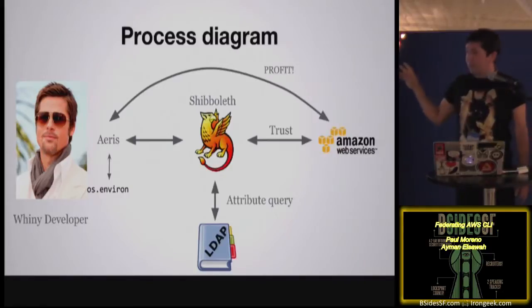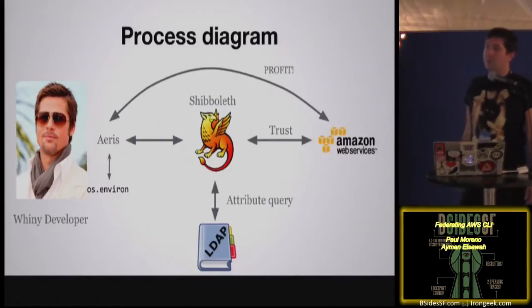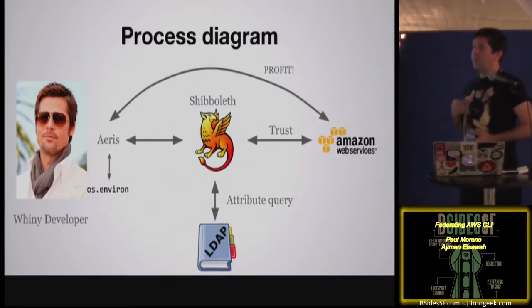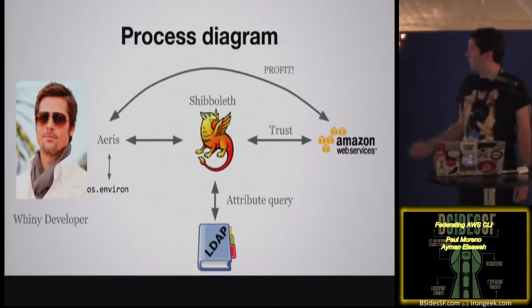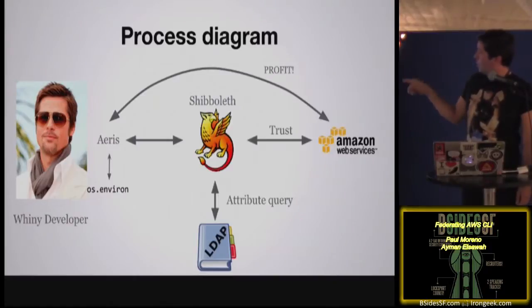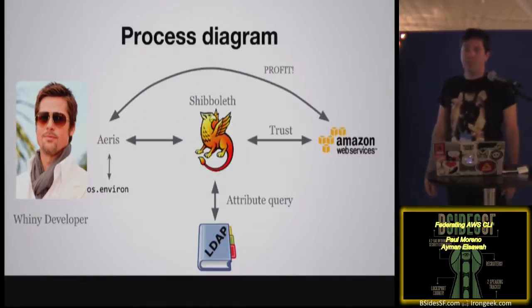Shibboleth is configured to go and fetch some attributes based on the user, and then do some magic to map it to a role. So Shibboleth ends up taking input from the user on behalf of Aeris. Shibboleth has that trust established with Amazon already. It generates a SAML assertion based on the attributes of the user, and then it passes it back to Aeris. Aeris writes it to your operating system environment variables, and then it allows you to use the Amazon STS to perform CLI actions.